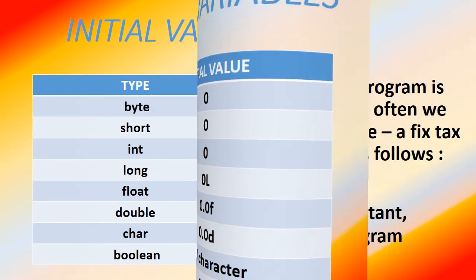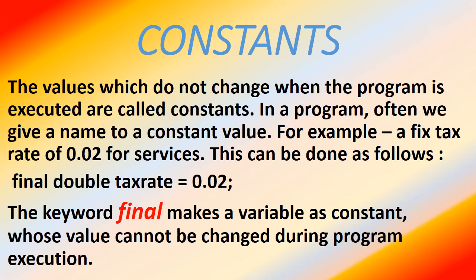Okay. Now we will see what constants are. You know that constants means whose value does not change when the program executes. It will not change during the program or when we execute the program. So in a program, often we give a name to a constant value. If we declare a constant value, we give it a name. Often we do it like this.